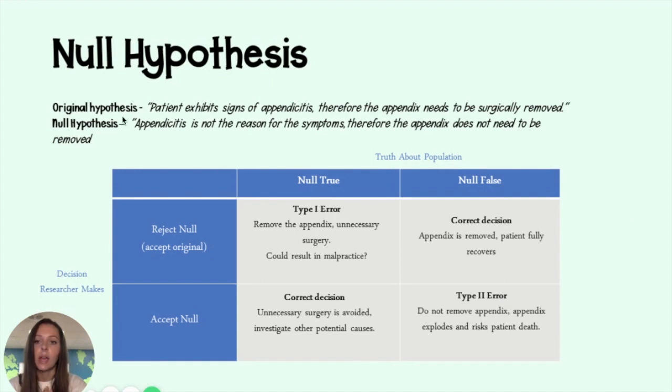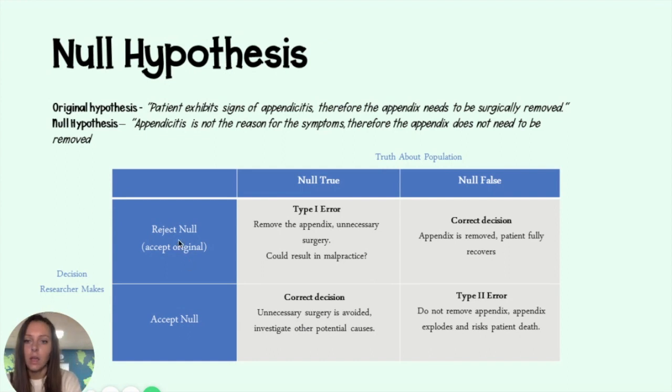So let's give you an example of this instead of just throwing these words at you. Let's take our original hypothesis that a patient exhibits signs of appendicitis, therefore the appendix needs to be surgically removed. So that's your hypothesis, right? However, we have to include our null hypothesis here because we haven't tested anything. So the null hypothesis is that appendicitis is not the reason for the symptoms, therefore the appendix does not need to be removed.